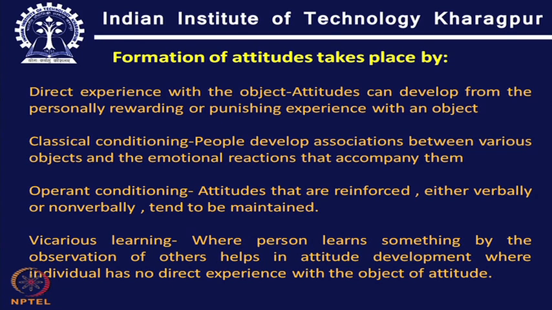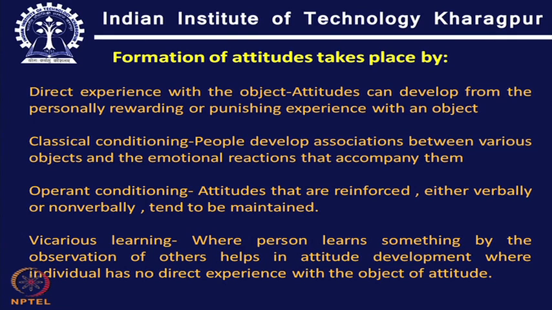Now, formation of attitude takes place through various sources. First is, of course, direct experience with the object. Attitudes can develop from a rewarding or a punishing experience with an object. You do certain things and you get punished for it or you get praised for it, you try to repeat that behavior and as a result the attitude develops.